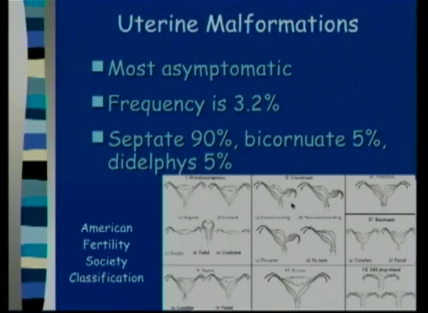Now, there are multiple different uterine malformations, and most women are asymptomatic, and they occur in about 3% of the population. By far, the septate uterus is the most common. So when you see a uterine anomaly, that should be the one you're thinking about. The bicornuate and the didelphys are much less common. And this is the American Fertility Society's classification of uterine malformations.